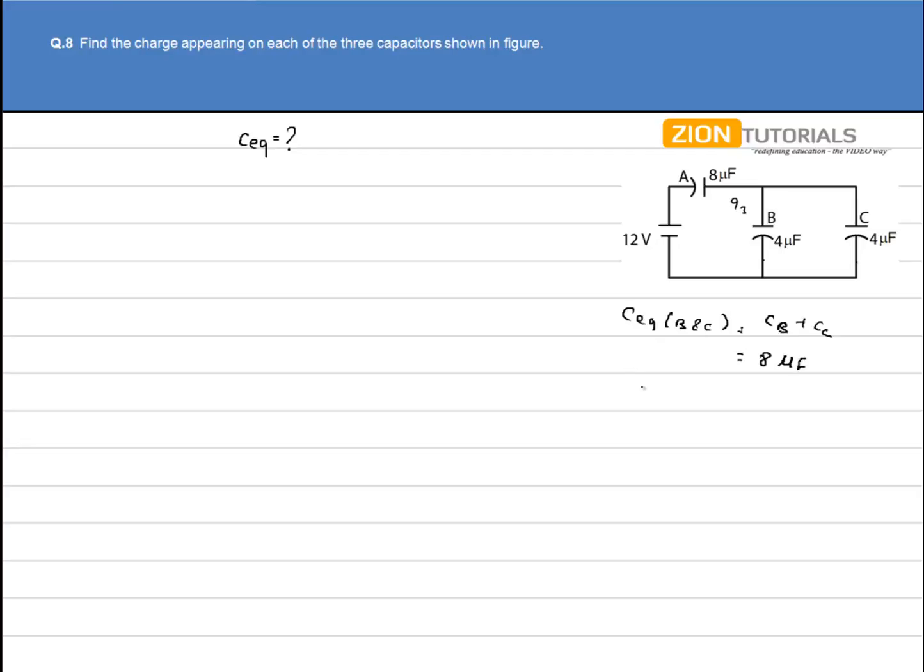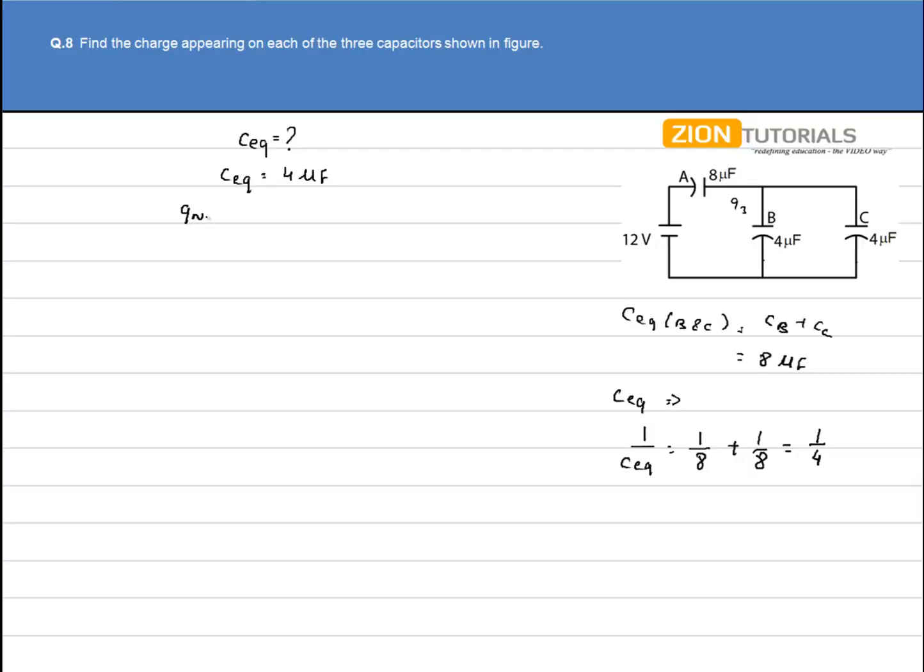Now to calculate the equivalent of A and the equivalent of B and C, that is the C equivalent of the net circuit, this 8 microfarad and this 8 microfarad are in series. So the series equivalent can be calculated by 1 by C equivalent as 1 by 8 plus 1 by 8, which comes out to be 1 by 4. So C equivalent of the circuit is 4 microfarad.